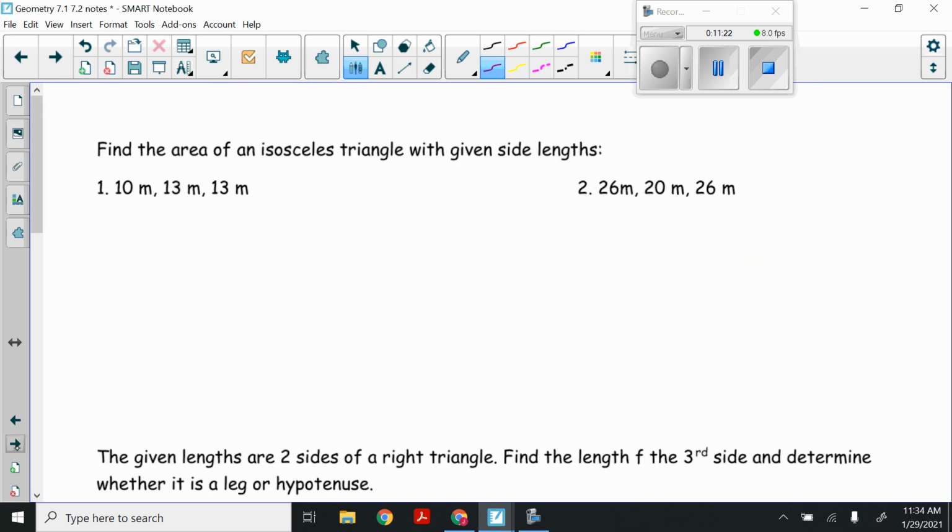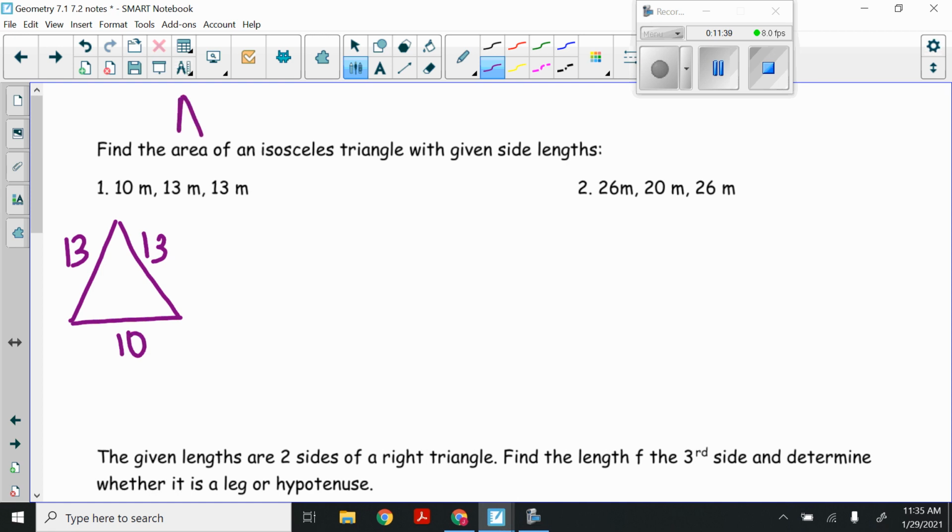All right, our last page of notes. It says find the area of an isosceles triangle with the given side lengths. Okay? So let's go ahead and draw this triangle. Isosceles means two of my sides are the same. So I have 13 and 13. This would be my 10.